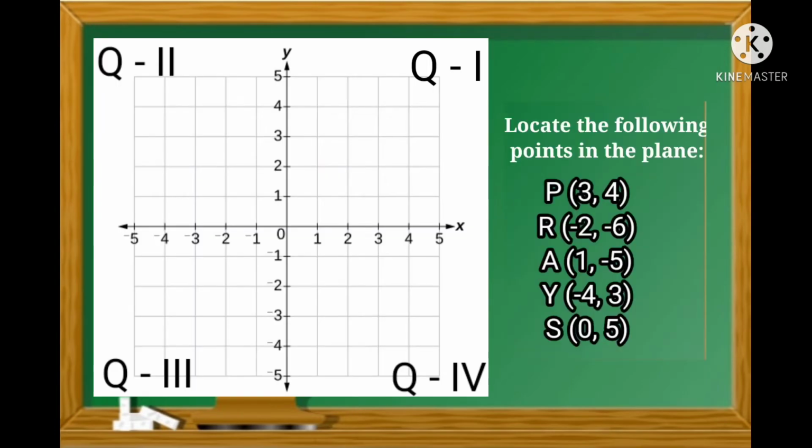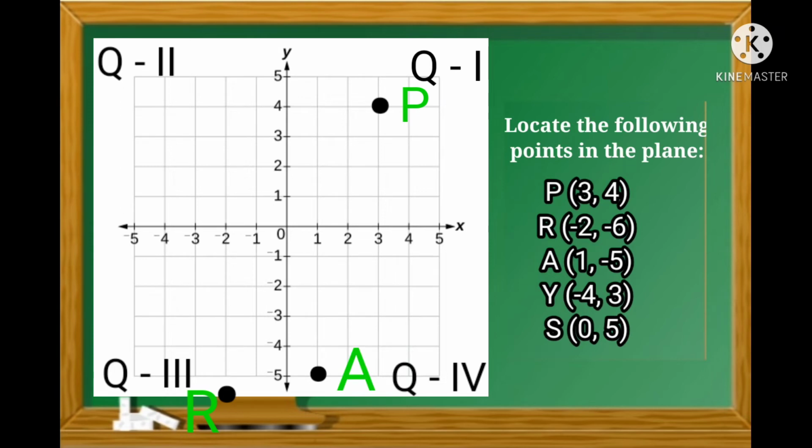Going back to our previous question, in what quadrant will you locate these 5 points on the Cartesian plane? This is how I locate the points. Point P, (3, 4), is located at quadrant 1 because the signs of the abscissa and ordinate are both positives. Point R, which is (-2, -6), is located at quadrant 3 because the signs of the abscissa and ordinate are both negatives. Point A, (1, -5), is located at quadrant 4.